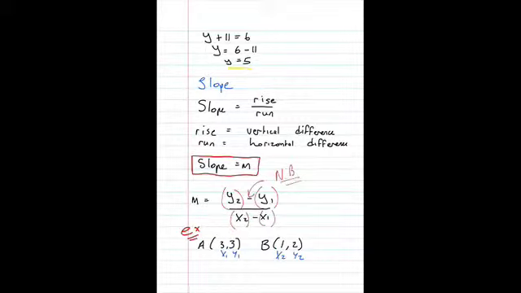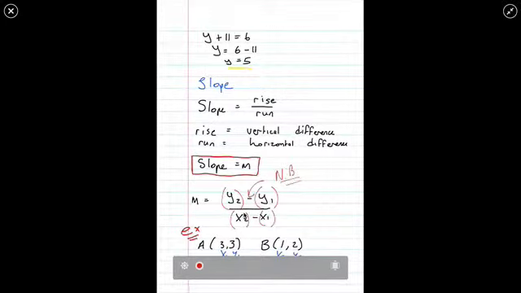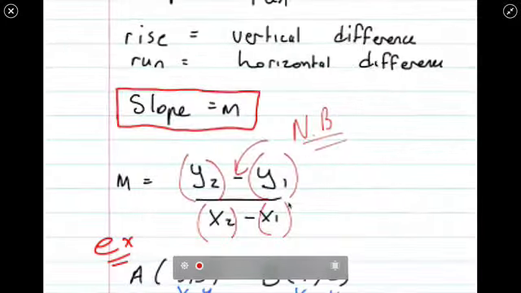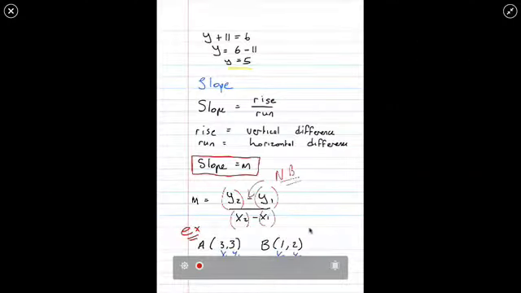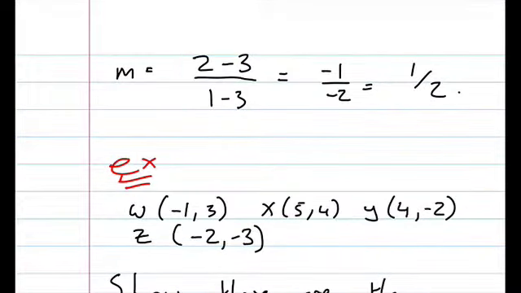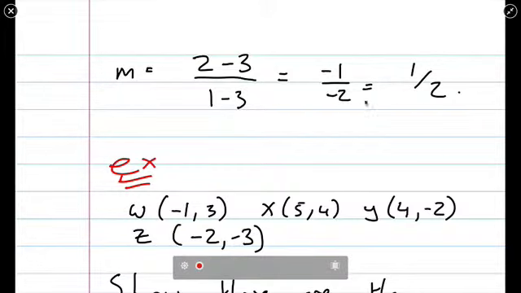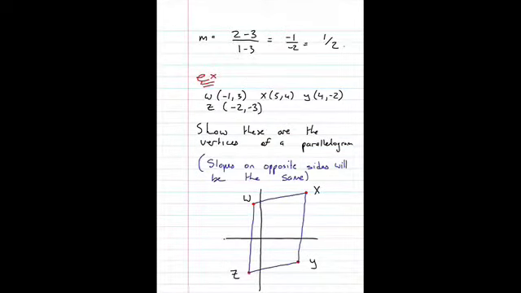Right, so I have my 2 points. Let's find the slope. So I sub in y2, which is 2, minus y1, which is 3, all over x2, which is 1, minus x1, which is 3. This is the formula, so just look at the formula if you're stuck. So 2 minus 3 is equal to minus 1, 1 minus 3 is equal to minus 2, minus divided by minus is equal to half. Any questions on the slope? No?